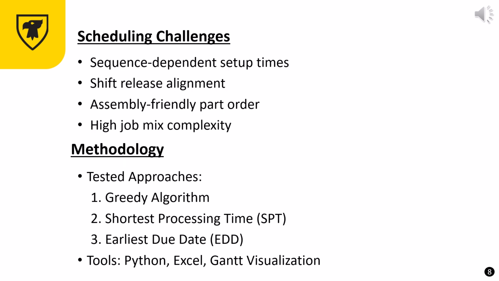In scheduling, we encountered several challenges during this project. These include sequence-dependent setup time, aligning job releases to shifts, maintaining an assembly-friendly job order, and handling high-mix parts with highly varying processing requirements. To address this, we tested three scheduling approaches: a greedy algorithm, shortest processing time or SPT, and earliest due date or EDD. These were implemented using Python and Excel with Gantt chart visualization to track and compare the results.